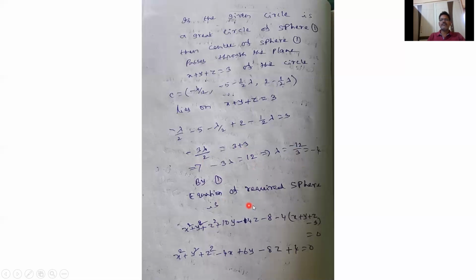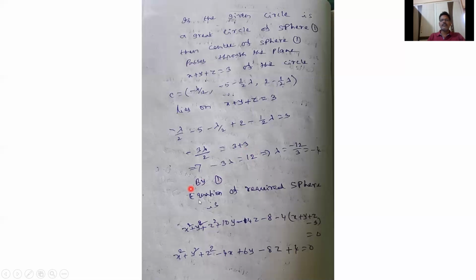Now the equation of the required sphere is obtained by substituting lambda equal to minus 4 in sphere 1. So we get x square plus y square plus z square plus 10y minus 4z minus 8 minus 4 times (x plus y plus z minus 3) equal to 0. Finally x square plus y square plus z square minus 4x plus 6y minus 8z plus 4 equal to 0. This is the required sphere.